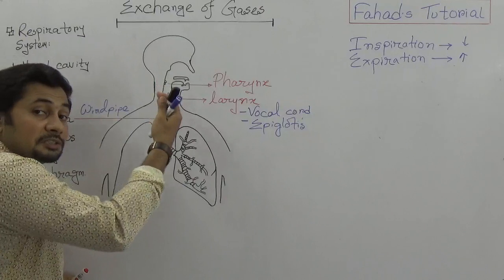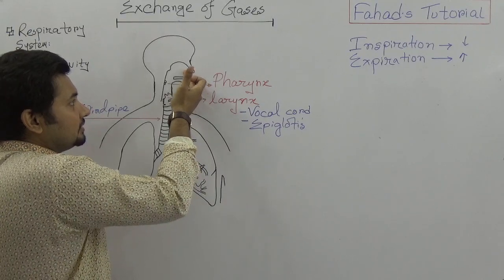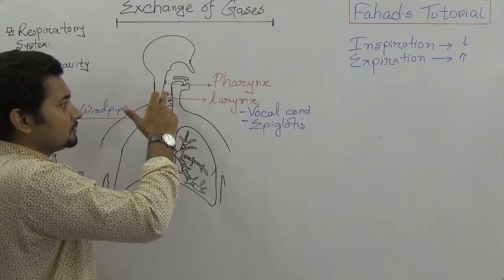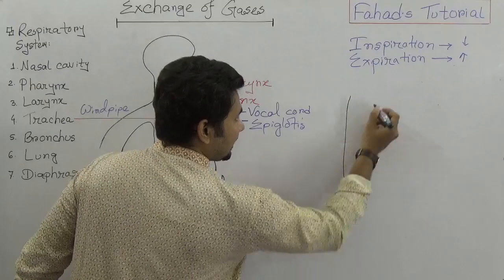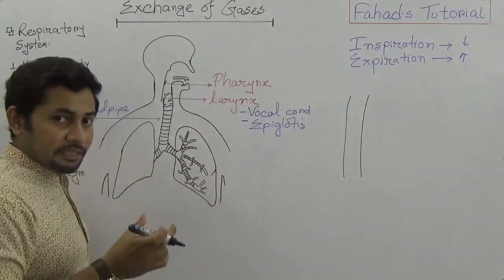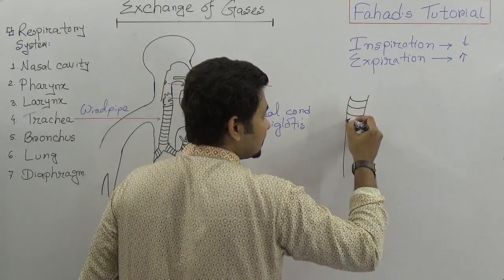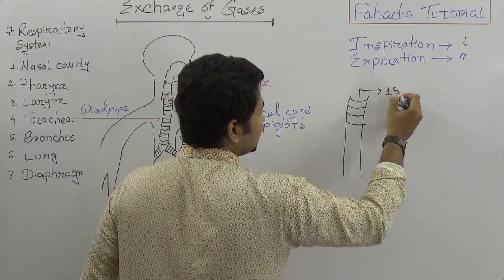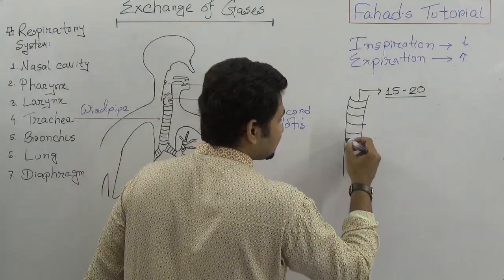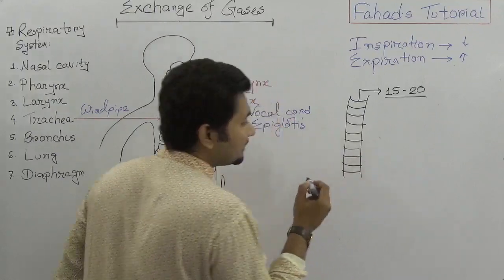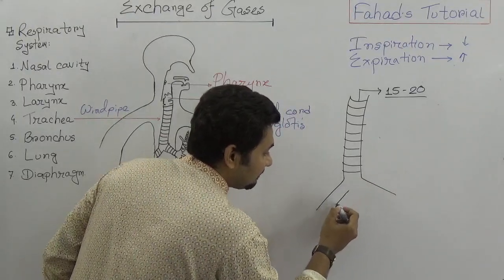So in case of inspiration, it works as a channel directly from the nostrils, to the nasopharynx, to the pharynx, to the larynx, and then the trachea. What about this trachea? This trachea is like a pipe, just simply a pipe. And this trachea has C-shaped cartilages, which is about 15 to 20 C-shaped cartilages covered by this trachea.